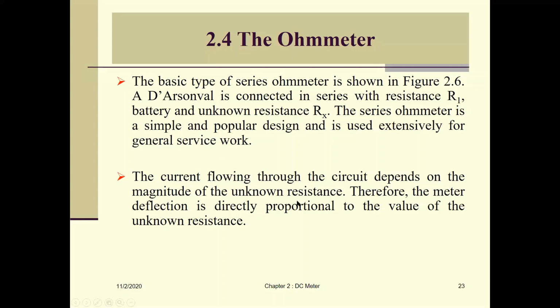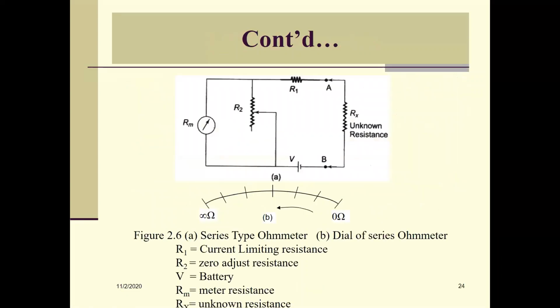Therefore, the meter deflection is directly proportional to the value of the unknown resistance. This is what we call the ohmmeter. The unknown is connected to R1 in series, so the total we can calculate is R1 plus Rx, and then in parallel with R2. That is what we call the ohmmeter.